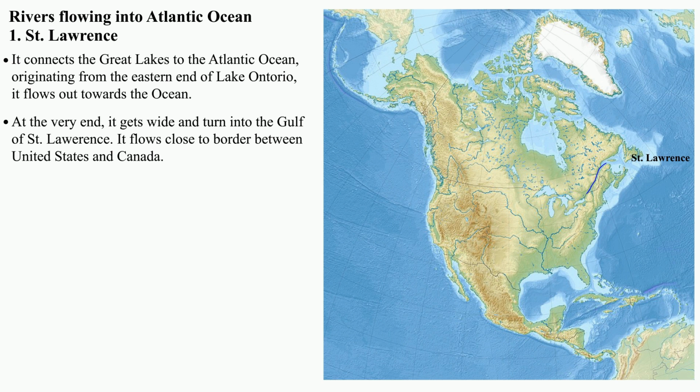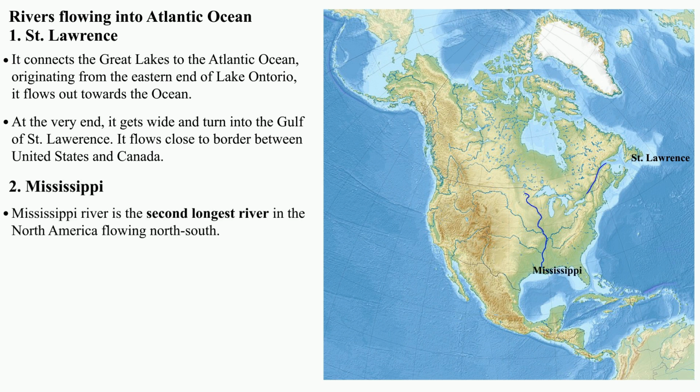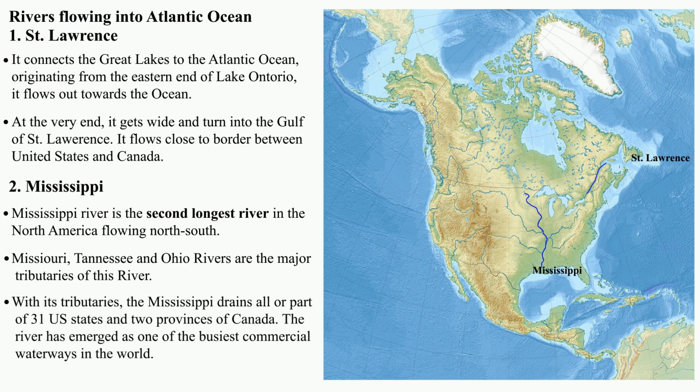Now the next important river is the Mississippi River. The Mississippi River is the second longest river in North America, flowing north-south. Missouri, Tennessee, and Ohio rivers are the major tributaries of this river. With its tributaries, the Mississippi drains all or part of 31 US states and 2 provinces of Canada.